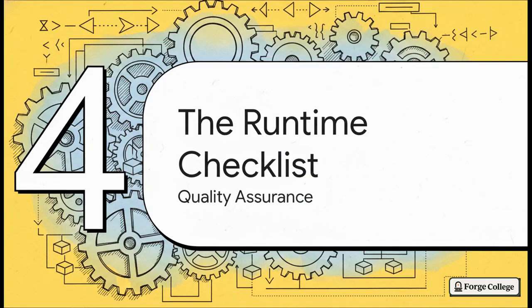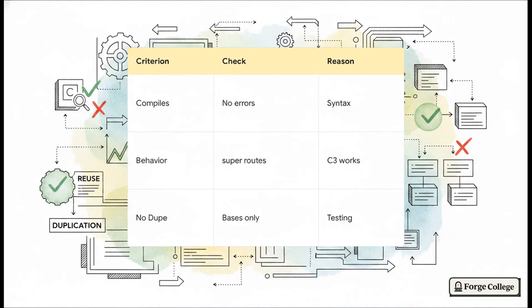Section 4. The runtime checklist, quality assurance. An engineer never ships a machine without testing it, right? So this spec sheet maps out exactly what a successful, reusable inheritance hierarchy has to achieve. First, it absolutely must compile cleanly, no warnings, and definitely no ambiguous linearization errors. Second, we must verify inherited behavior. We have to test that our supercalls are actually routing exactly where we think they are. And third, minimal duplication. If we spot identical logic in two places, well, we failed the design test and need to head right back to the drafting board.